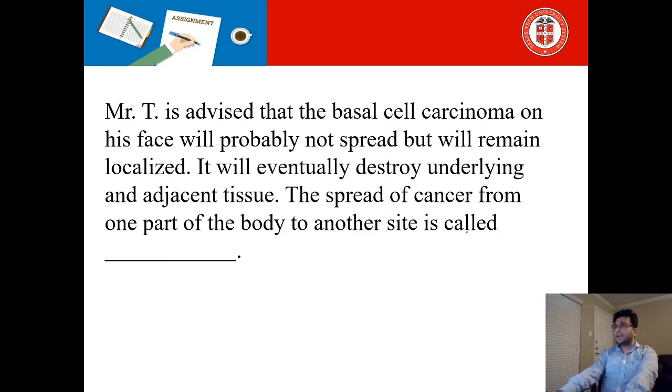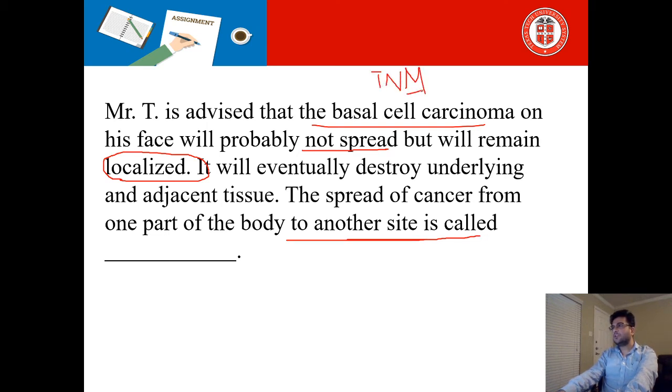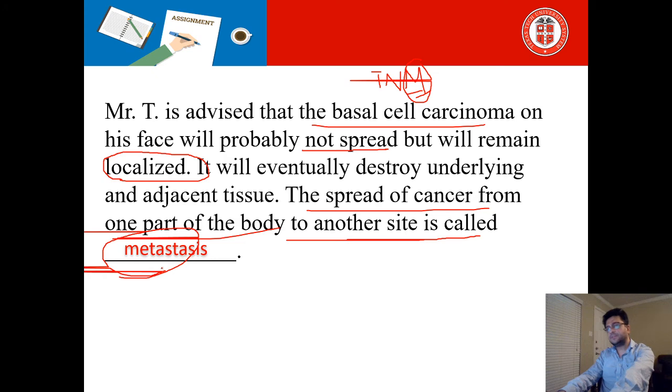Now this is just a quick assignment. I think it's pretty easy, but I thought to revise it. Mr. T is advised that basal cell carcinoma on his face will probably not spread but will be localized. That's important. It will eventually destroy the underlying and adjacent tissue. The spread of cancer from one part of the body to another is called, and we have talked about it in our TNM classification, and I told you that if it's spreading, it has to be metastasis. So if the spread of cancer is happening from one part of the body to another, that is metastasis.